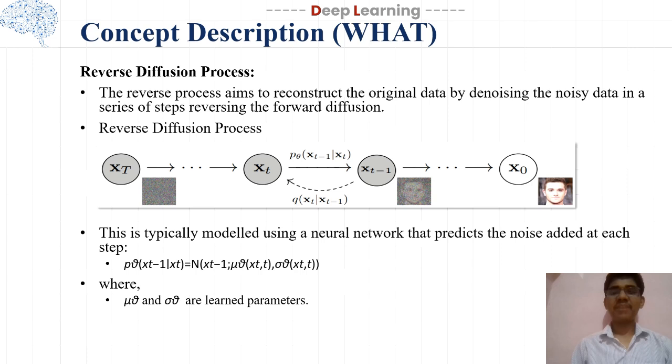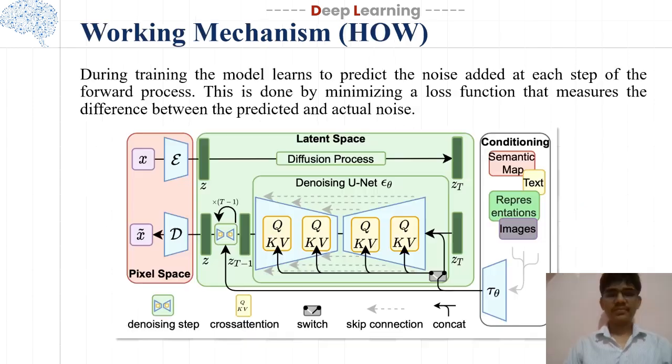Now comes the exciting part, the reverse process. Here the model learns to undo all the noise step by step by predicting what noise was added at each stage. A neural network learns to generate denoised output, and over many steps the model reconstructs the original data or even creates something entirely new. This is how diffusion models generate a probabilistic image from a random noise vector. During training, the model learns to predict the noise added at each step of the forward process. This is done by minimizing a loss function that measures the difference between predicted and actual noise.